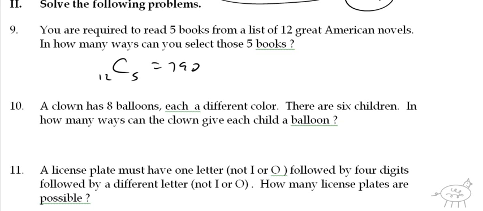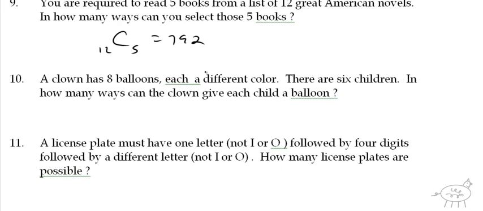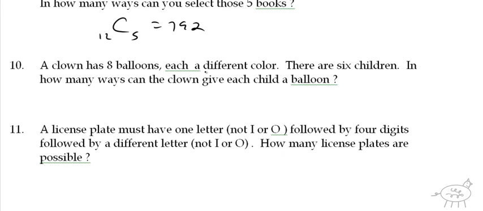Which is 792. Okay? A clown has 8 balloons, each a different color. There are 6 children, and how many ways can the clown give a child a balloon? Well, think about it. If there are different colors and I'm giving it to different kids, that means I can give Joey a blue one, or I can give Joey a green one, or I can give Mary a blue one, or Mary a green one.